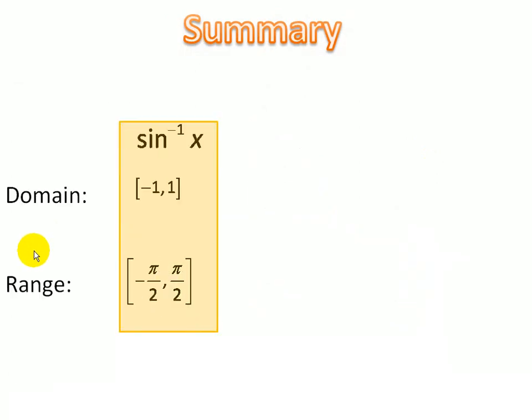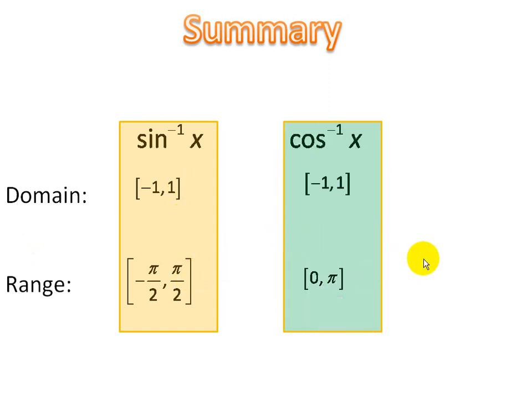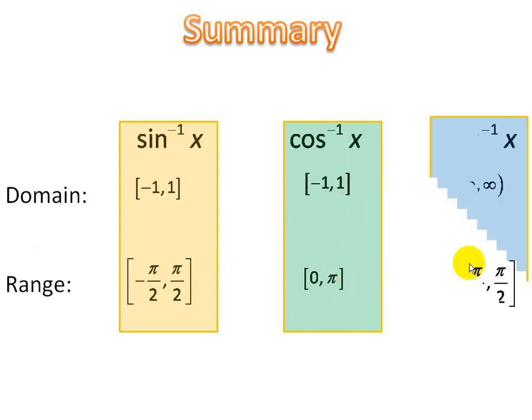Now, to summarize: inverse sine has domain negative 1 to 1 and range negative pi over 2 to pi over 2. For inverse cosine, same domain, negative 1 to 1, output though 0 to pi. And for inverse tangent, the input, or domain, is negative infinity to infinity, all real numbers, and the output is negative pi over 2 to pi over 2.